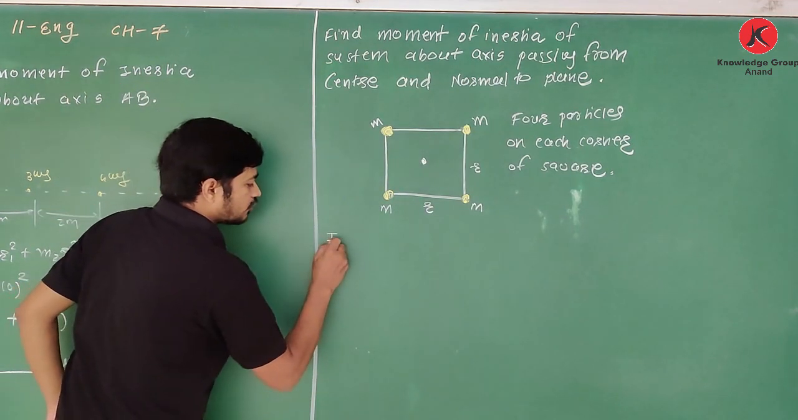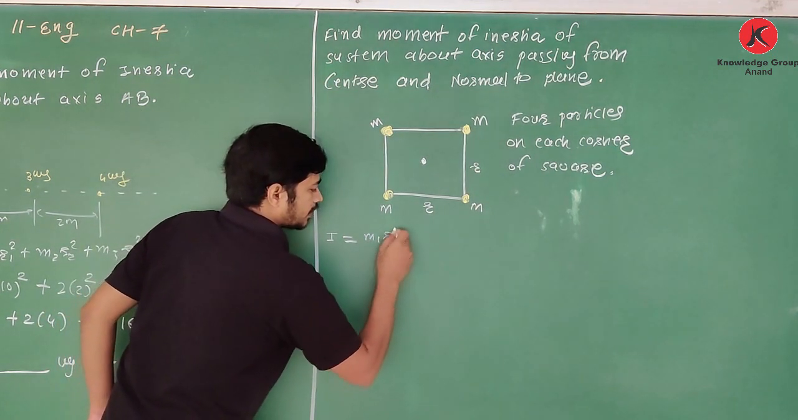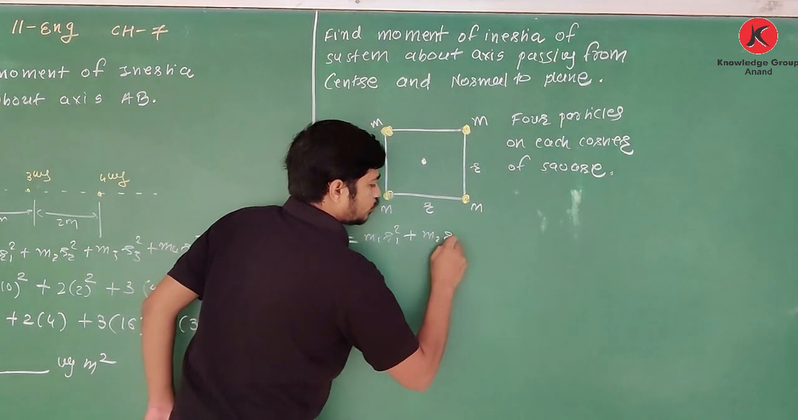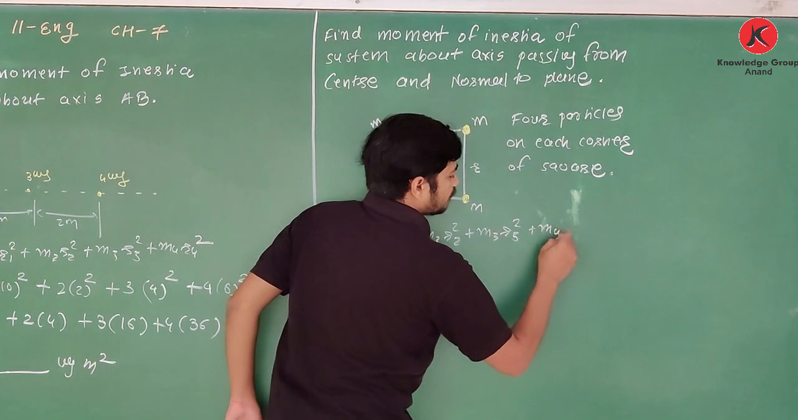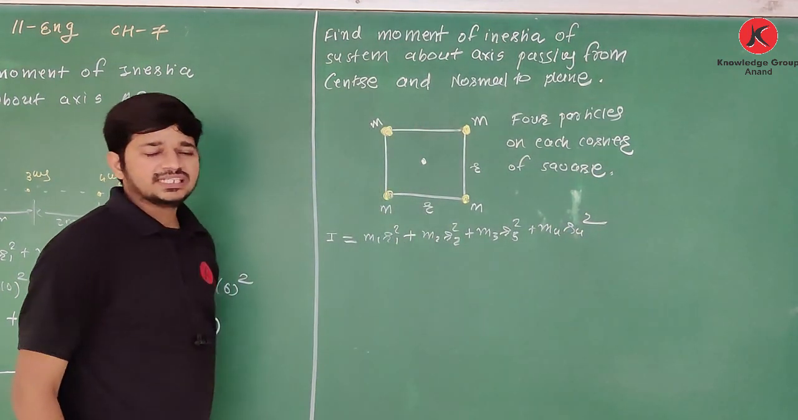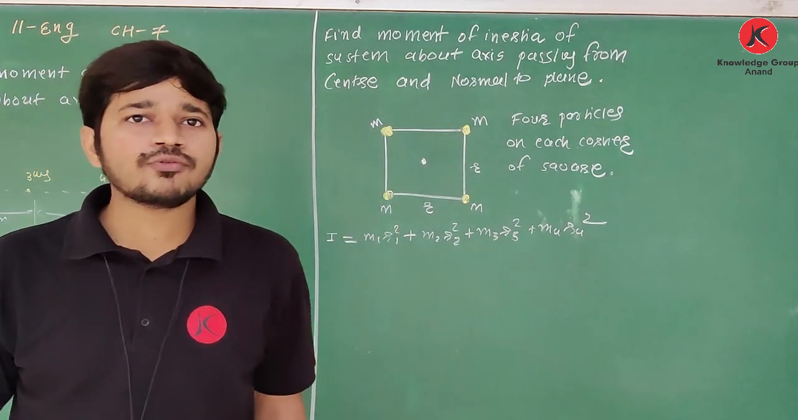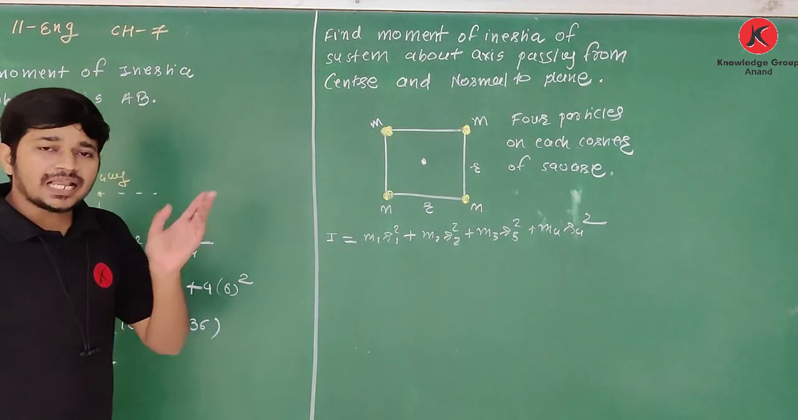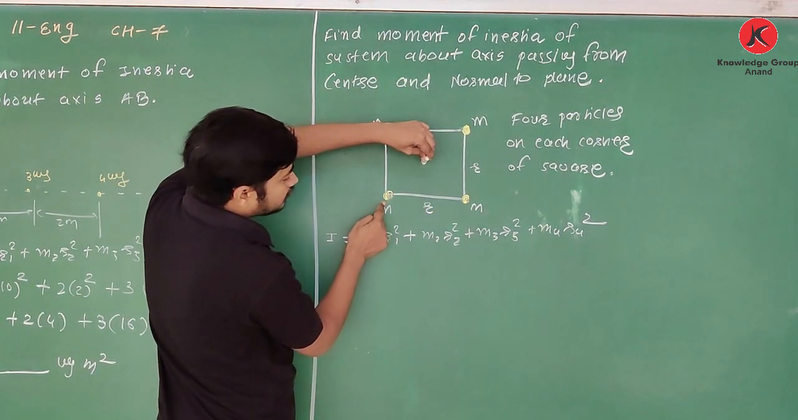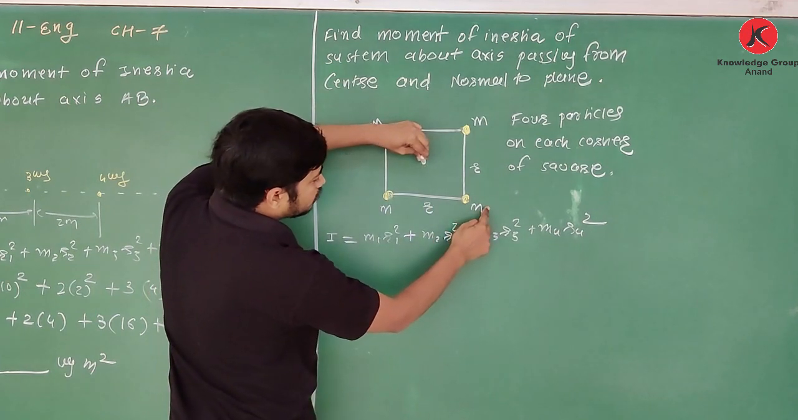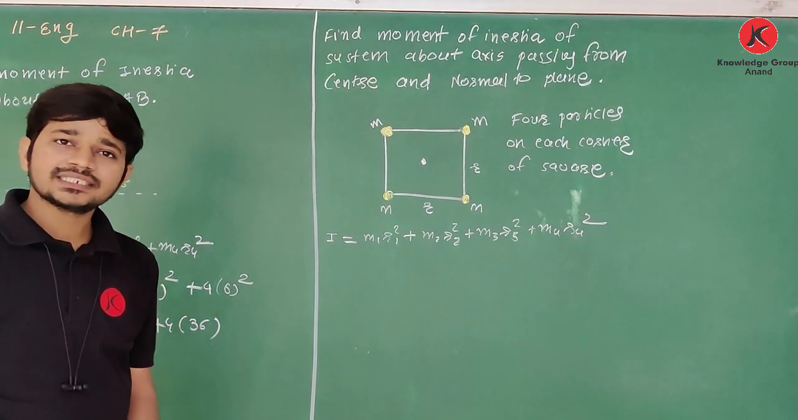So what is the equation of moment of inertia? I is equal to m1 r1 square plus m2 r2 square plus m3 r3 square plus m4 r4 square. Yes or no? Yes, it is. Now see, all 4 particles have the same mass m, plus there is the axis. So from this axis, the distance of this corner, this corner, this corner and this corner, it is the same.